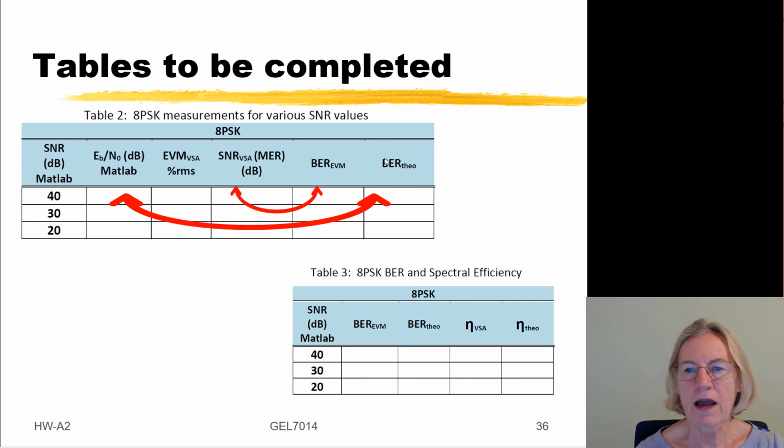And the theoretical bit error rate, you'll be putting into this column, will be calculated by using the EB over N0 that we have from MATLAB. Now, what's tricky is you saw that we did this conversion from signal to noise ratio to EB over N0 for these two columns. Here I'm asking you to calculate the bit error rate based on the EVM estimate of the signal to noise ratio, but that means you're going to have to do a conversion from SNR to EB over N0 for this measured value of SNR.